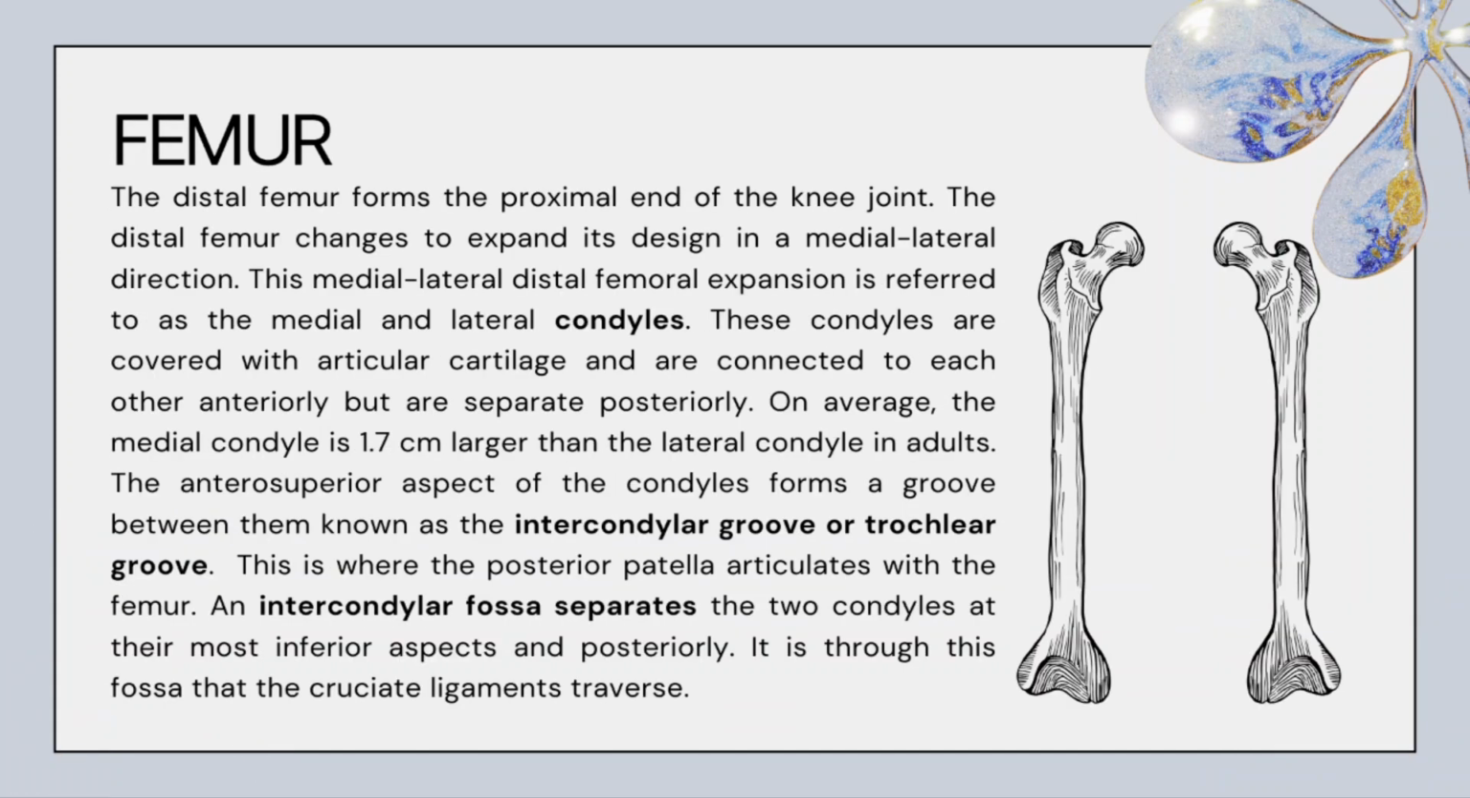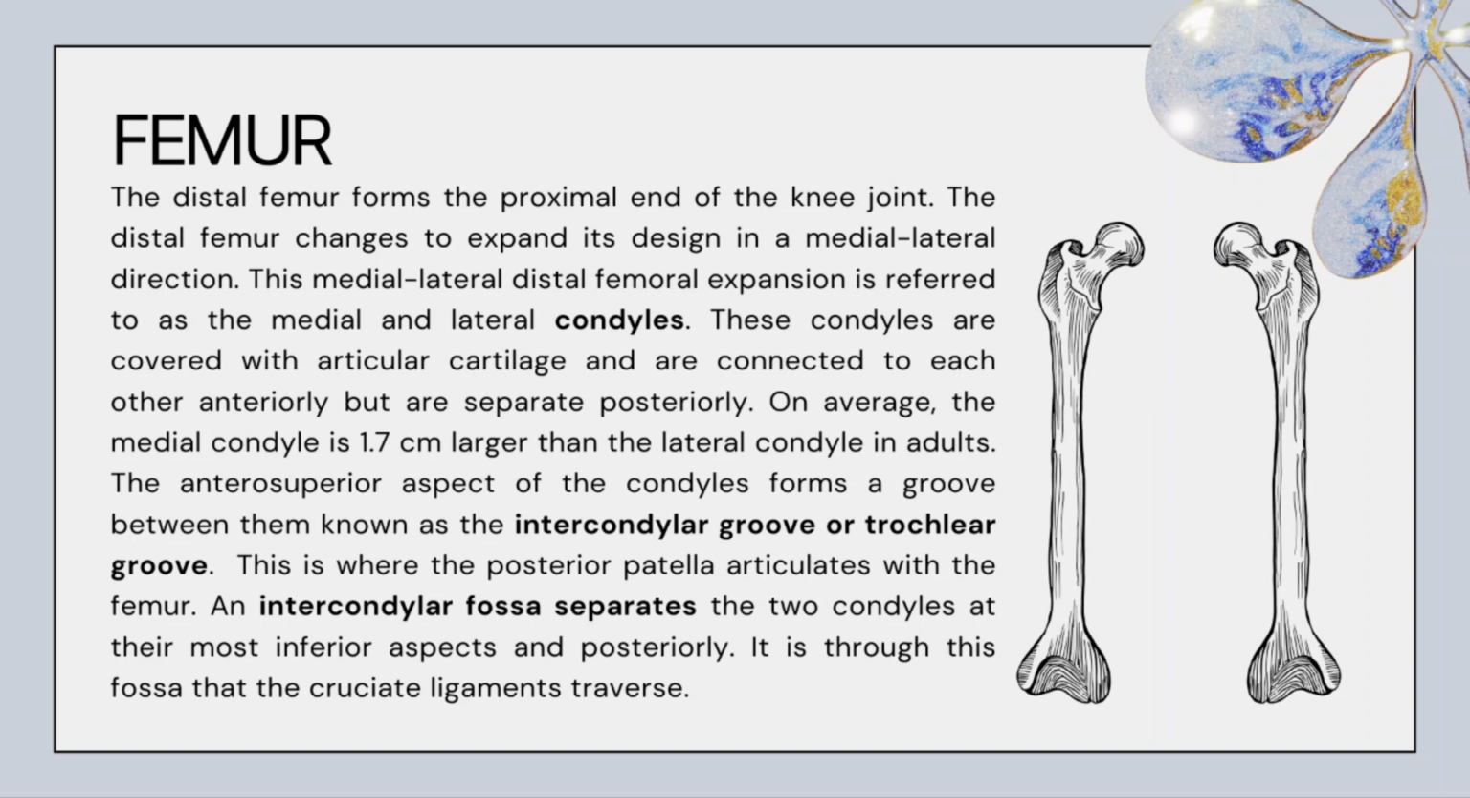For the femur, the distal femur forms the proximal end of the knee joint. The distal femur changes to expand its design in a medial lateral direction. This medial lateral distal femoral expansion is referred to as the medial and lateral condyles. These condyles are covered with articular cartilage and are connected to each other anteriorly but are separate posteriorly. On average, the medial condyle is 1.7 cm larger than the lateral condyle in adults.